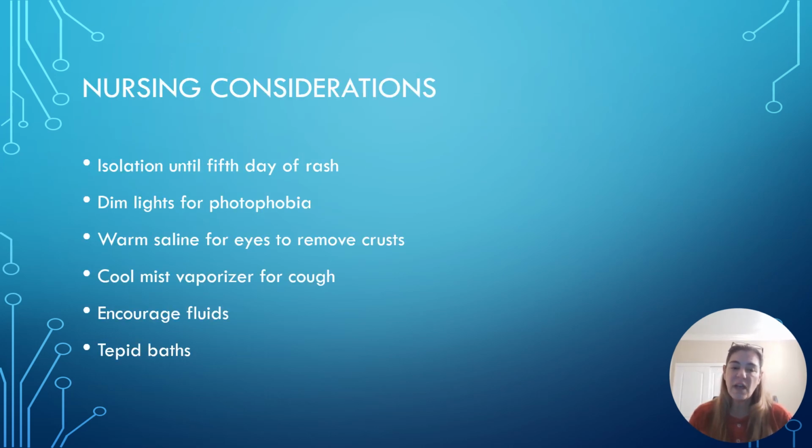Nursing considerations: you're going to have that patient on isolation for at least 5 days, but actually in the hospital, you're never going to take them off isolation. There's no point in taking them off isolation and risking them spreading this disease. So we will have them on isolation for the entirety of their hospitalization. You might also dim their lights. They could be photophobic, so make sure they have nice dim lights, a cool, quiet room, and warm saline for their eyes. They can get crusties in their eyes, so take a little bit of gauze or a washcloth with some warm water on it and wipe their eyes. That helps to remove the crust so that they can open their eyes.